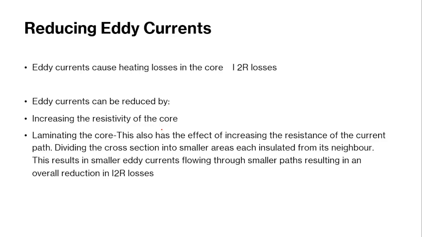The other way, which is the most popular way, is laminating the core: dividing the sections into smaller areas, each insulated from its neighbor. This results in smaller eddy currents flowing through the path. Remember, if you break up the path, the current wouldn't be able to form a loop, and if you break the loop you're breaking the current, which reduces the heating. That is why laminating the cores does reduce eddy currents.